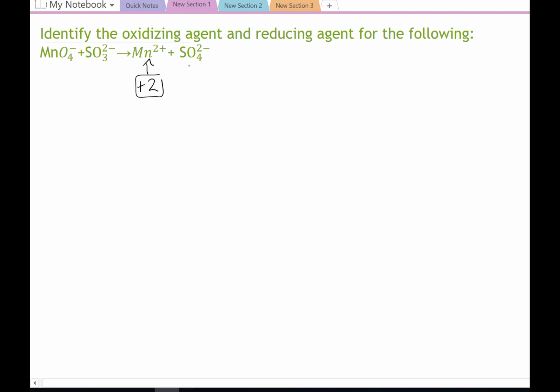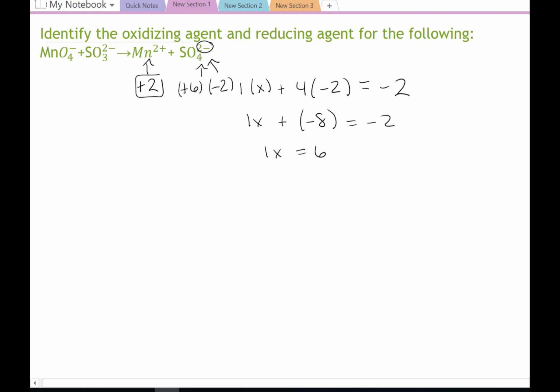Now let's do our other product. So we have a -2, so it must equal -2. So we have 1 sulfur. So we're going to look for sulfur. We have 4 oxygens, which is -2. And this will be equal to all -2. So we have 1x plus -8 equals -2. So 1x is equal to 6. So sulfur is equal to +6. Oxygen is -2.